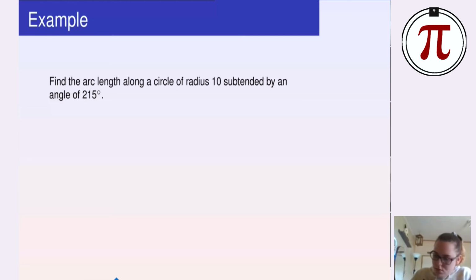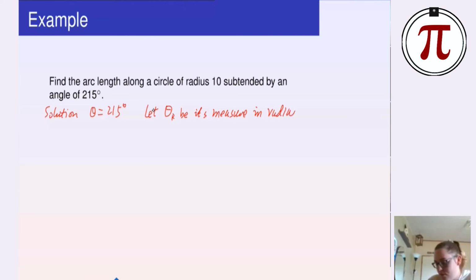Firstly, do this one. So the solution here: theta equals 215 degrees. Let theta r be its measure in radians. Very important: you have to firstly transform it from degrees to radians. Now remember how to do that?